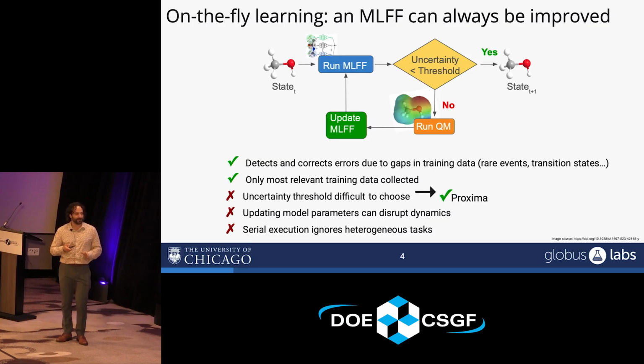So I'm going to address all of these issues, and we're going to start by automatically choosing the uncertainty threshold with a tool called Proxima, which was developed in my group.